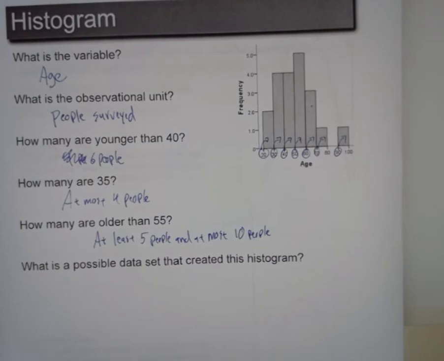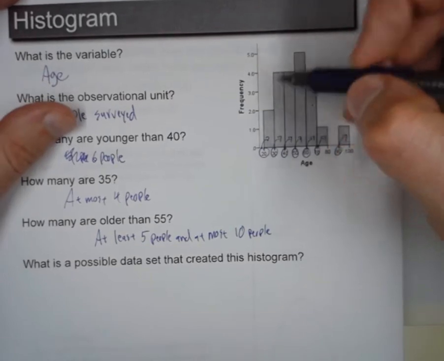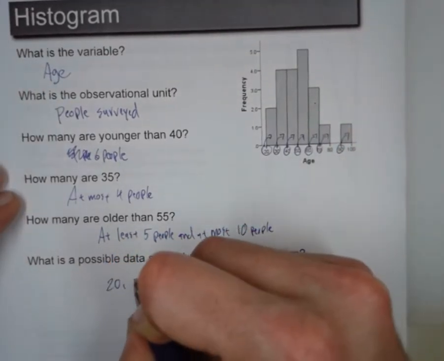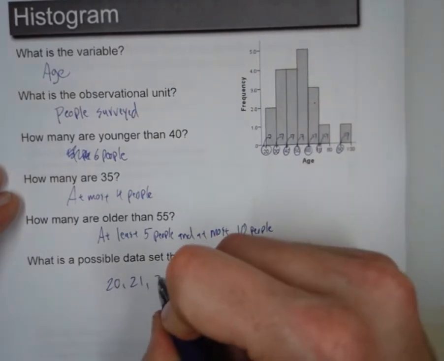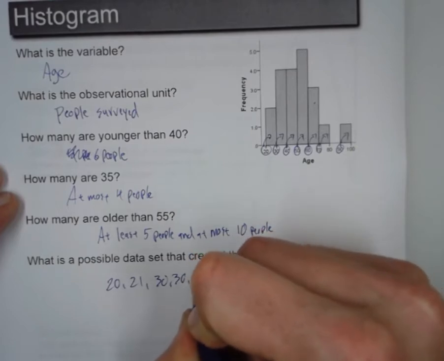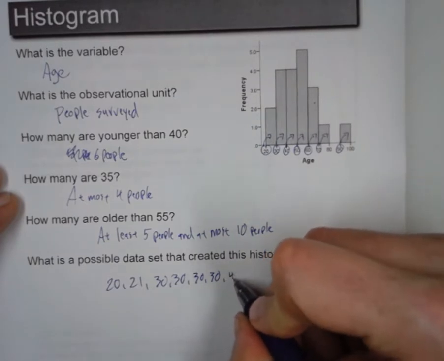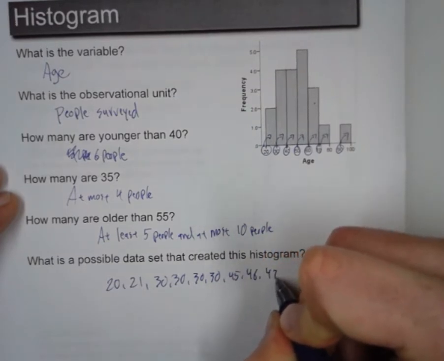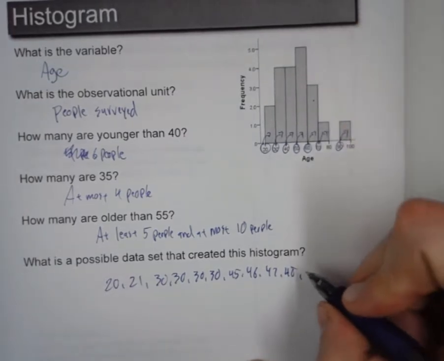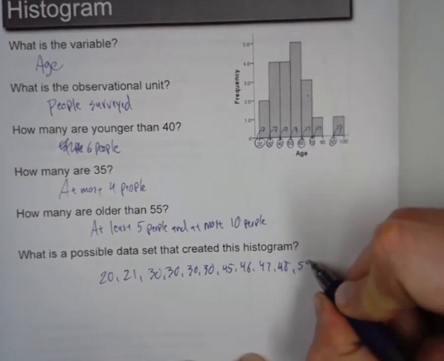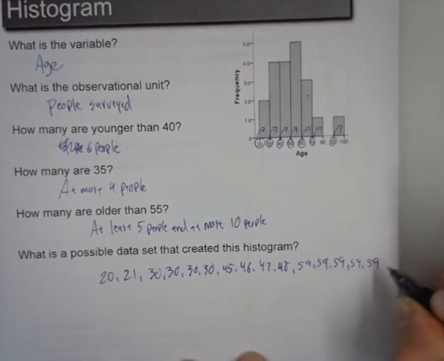And then the last question says, what is a possible data set that created this histogram? So I need 2 numbers from 20 up to 30. So I could say 20 and 21. The next one, between 30 and 40, so 30, 30, 30, 30. Next one, 4 between 40 and 50, so 45, 46, 47, 48. Next one, 5 between 50 and 60. So I could put 59, 59, 59, 59, 59.